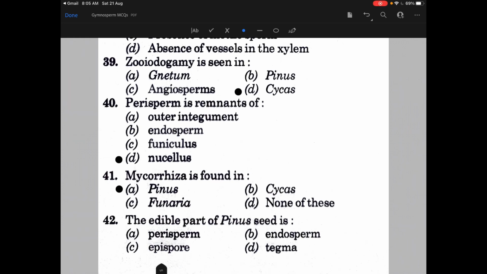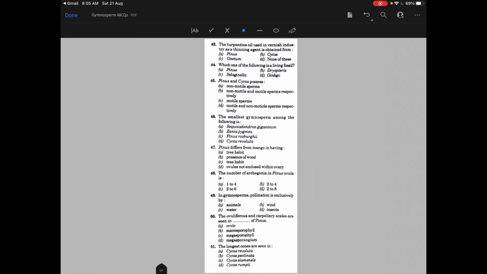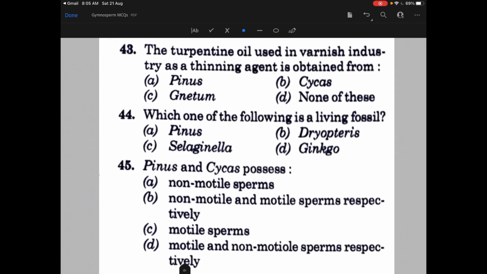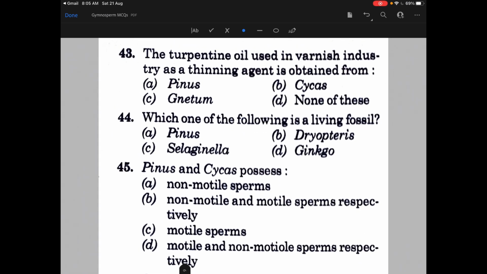The edible part of Pinus seed is a dash. The answer is B, that is endosperm. Next, the turpentine oil used in varnish industry as a thinning agent is obtained from dash, and the answer is A, that is Pinus. Next, which one of the following is a living fossil? The answer is D, that is Ginkgo.